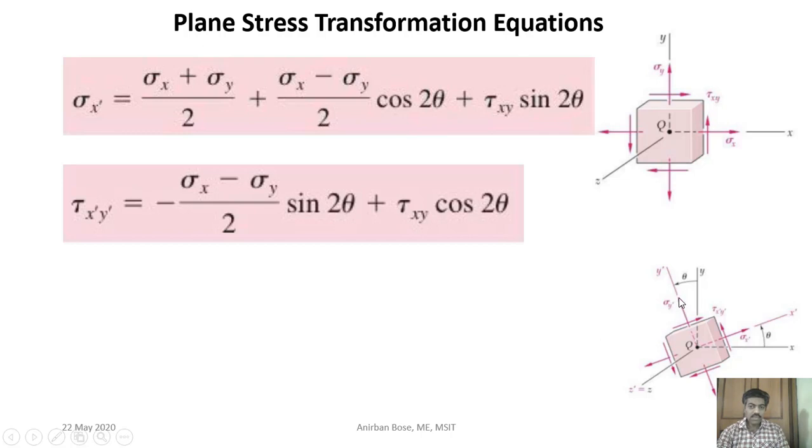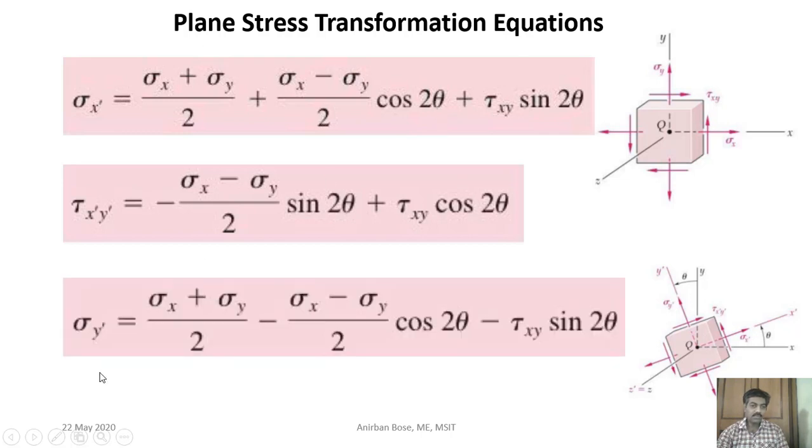Now we can also find out sigma y prime. As you can see, sigma x prime and y prime are 90 degrees apart. That is why in place of theta, you just put theta plus 90, and you will get sigma y prime. So this is the expression of sigma y prime. What we have done, basically, is in place of theta we put 90 plus theta, and you get this expression corresponding to sigma y prime. In this way we can transform one stress component to another at a different orientation in a plane stress situation.